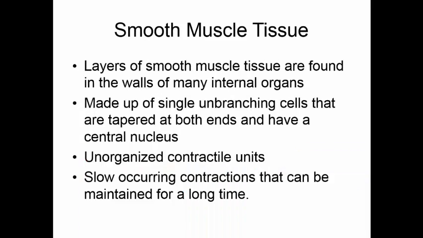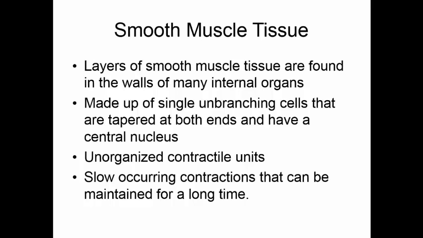Last type of muscle is our smooth muscle. And smooth muscle is very different from the other two. It does not have those light and dark bands. All right, it's unbranching. It's tapered at both ends. It looks smooth and flowy in comparison to the other two types of muscles. It's typically unorganized as far as contractile units go, so it contracts in a whole bunch of different areas and different arrangements.